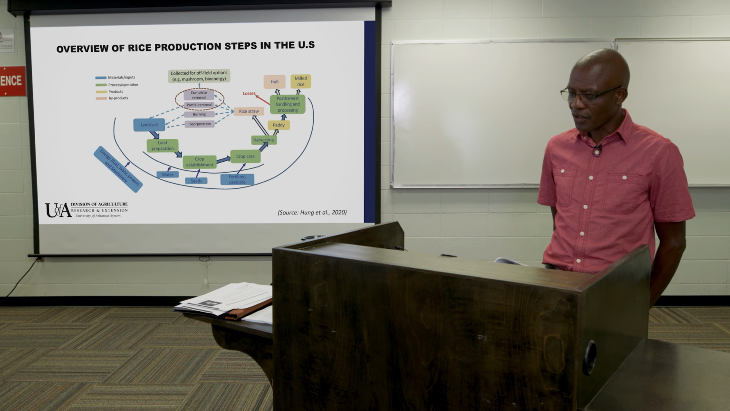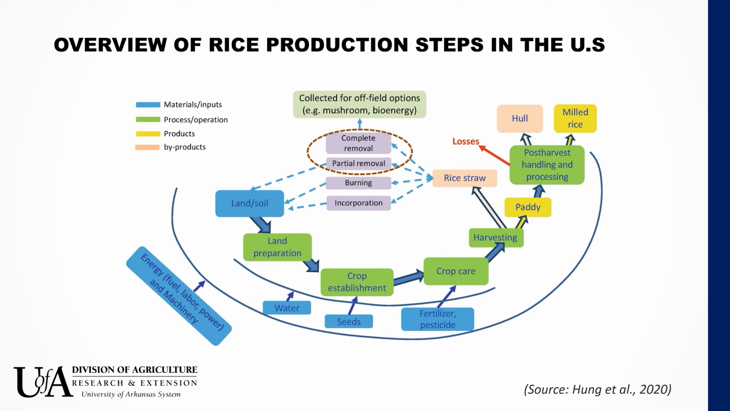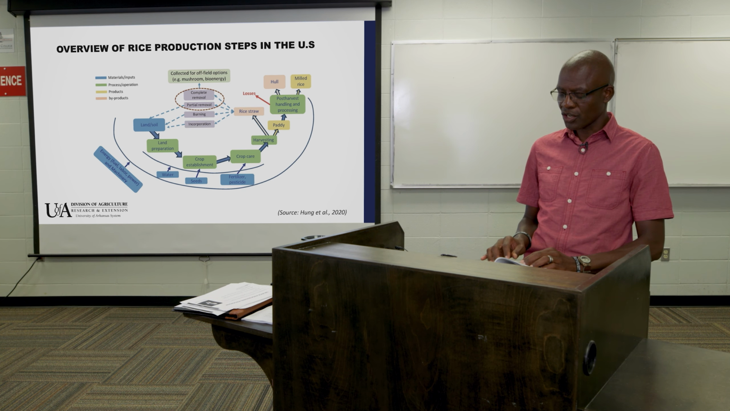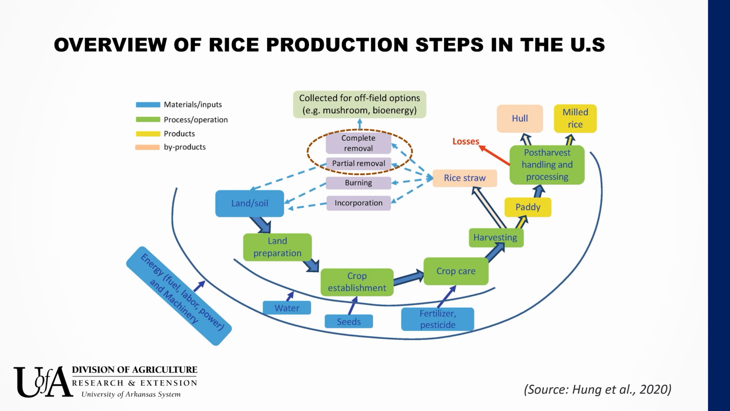And so to begin with, I want to give you an overview of the rice production steps in the U.S. The diagram here is to help me illustrate the circularity of rice production within the U.S. rice production systems. In a nutshell, this diagram illustrates materials or inputs, operations, products, and byproducts that are involved in the production and processing of rice.